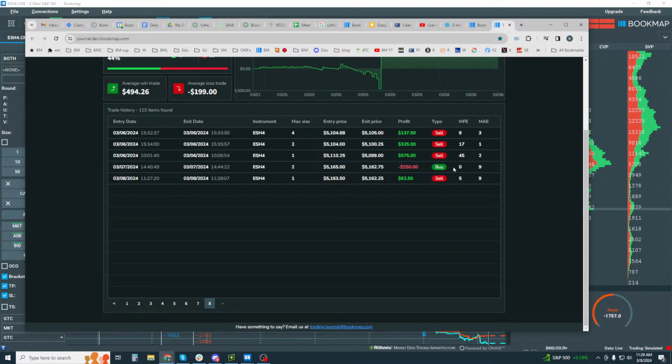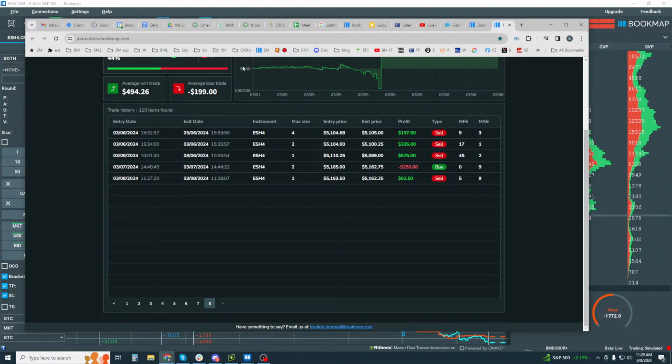I caught the high here, and it went directly against me and stopped me out. Okay, for a loss of 250 here. That's a pretty big loss compared to these numbers in here. Okay, not very good trade management in here. Now this was also because of a size of 2 compared to 1 or so.